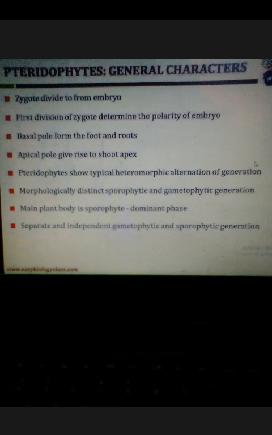So in this way we have completed the general characters of pteridophytes. In the next class we'll see some of the classification and examples, and after that we'll take each and every genus, where we will study in detail all those parameters.